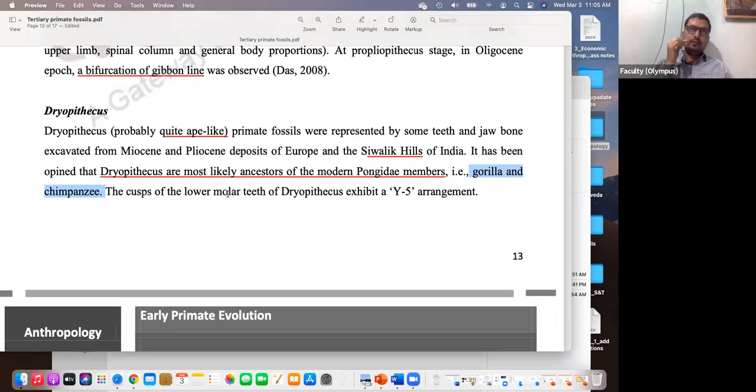If you see the upper side of the teeth, you will see a cusp-like pattern. Sometimes you see a Y-like pattern, 5 cusps, they say. If you touch the surface of the teeth, you will find specific surface layers, some sharp regions and flat regions. This is called the cusp region, the top portion of the teeth, and they can see how many corners are there. So these cusps show a Y5 arrangement.